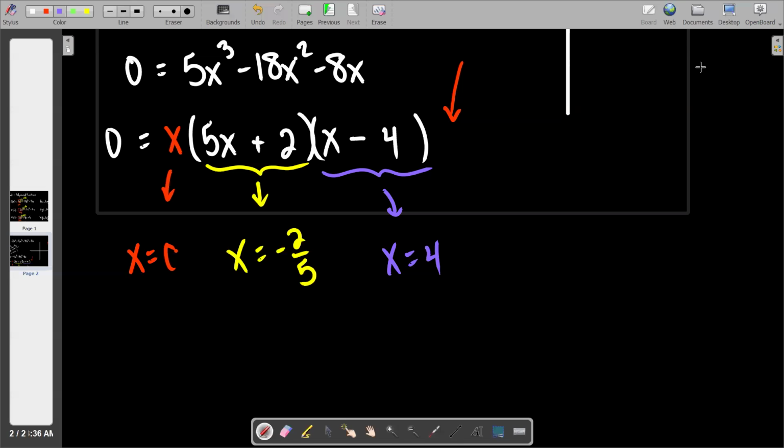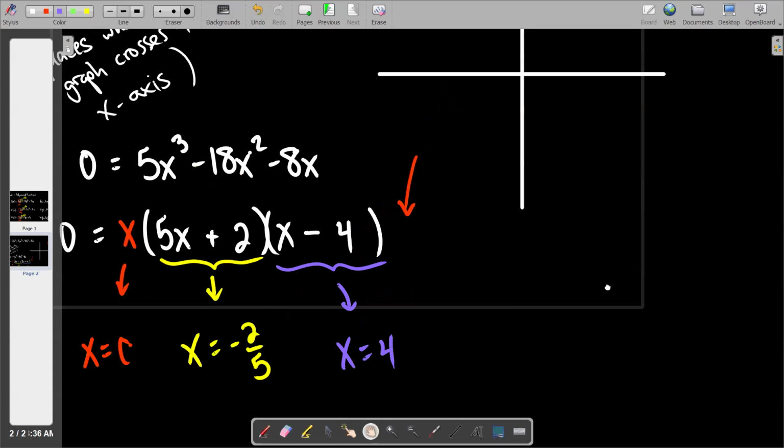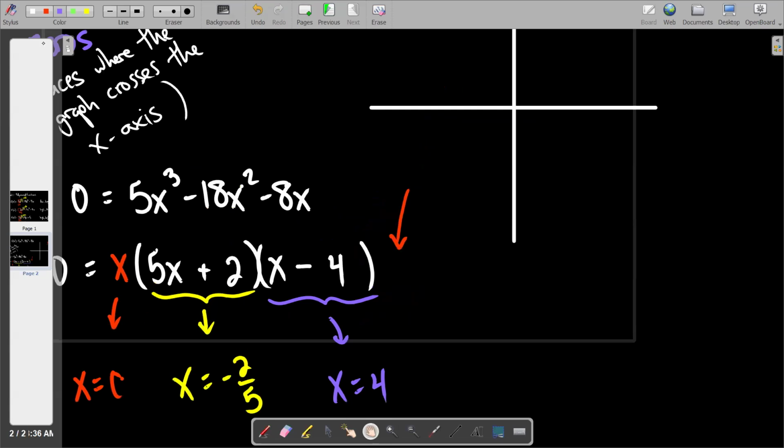So what I just found, those red, yellow, and purple numbers are the places that are going to complete the puzzle. So I'm going to head back up to my graph now, and I'm going to make marks on my x-axis, and I will color code them for your educational convenience. I'm going to start by making a mark at 0, and I'm just going to estimate where I think -2/5 might be, something like this. And then I'm going to estimate where I think 4 might be, maybe something like this.